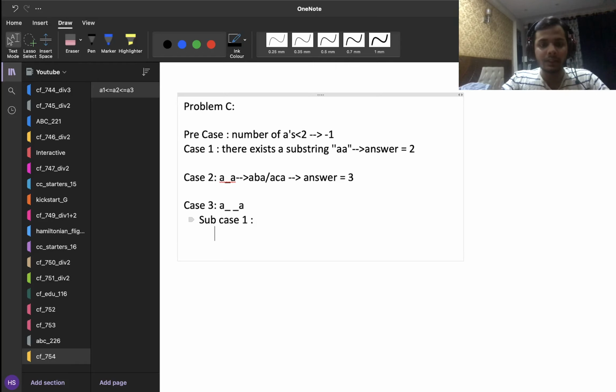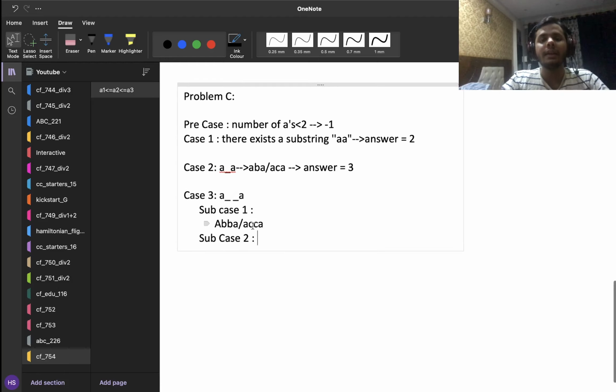So in this case I will get something like this, ABBA or ACCA. And the subcase 2 is that both the elements in between the 2 A's are different. In that case, I will get something like this, ABCA or ACBA. Now, when I'm in subcase 2, I know that this string ABCA and ACBA, both of them are fine because the number of occurrences of A is 2 and that of both B and C is 1. So 2 is obviously greater than 1 and the first condition is already satisfied. So here I can safely say that the answer is going to be 4 always.